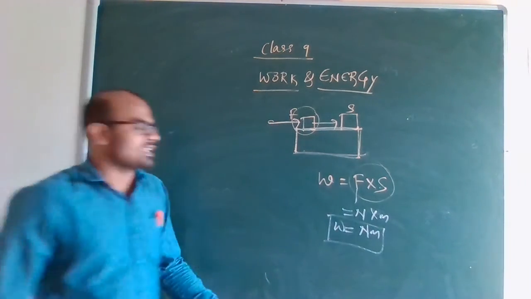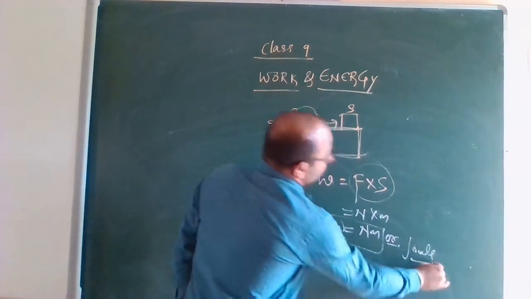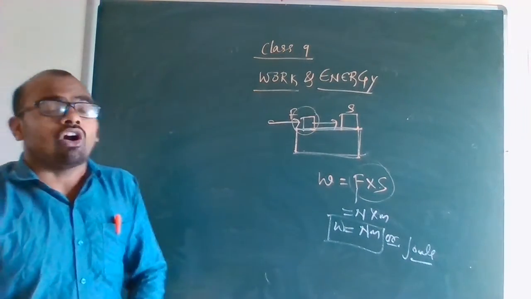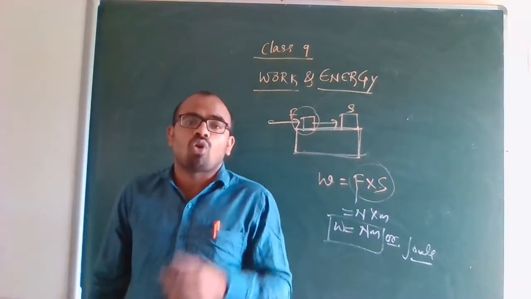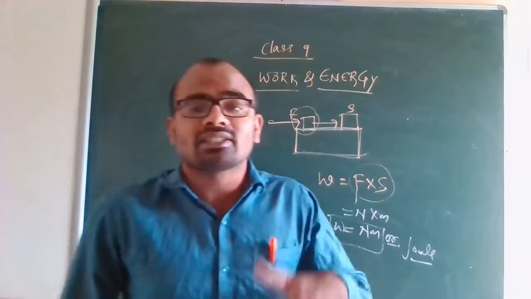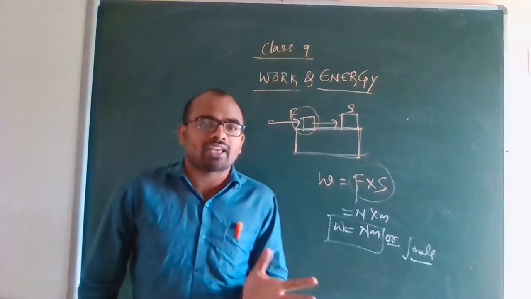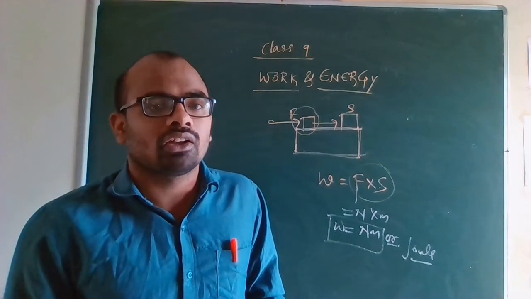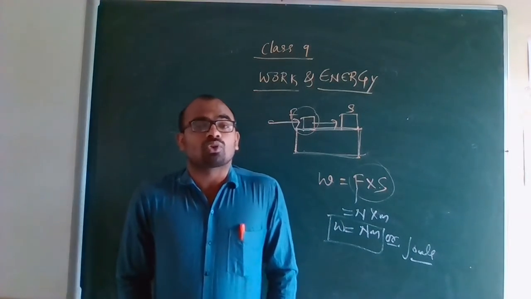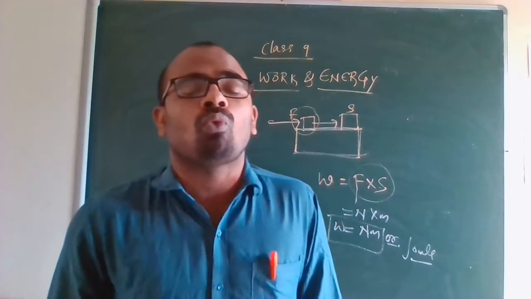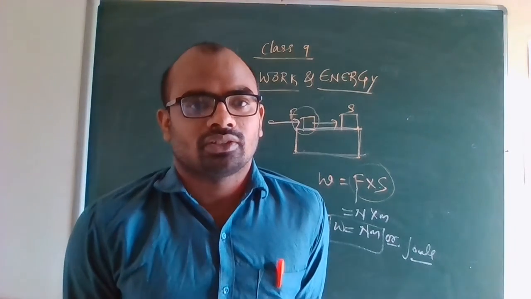Newton meter is the SI unit of work. In other words, we call it joule. Why do we call it joule? Because all the energy is nothing but the capacity to do work. What we call energy is nothing but the capacity to do work. So if it is the capacity to do work, it means it is energy, is it not? So capacity to do work is the energy.